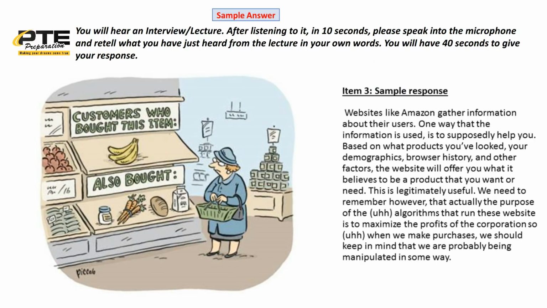Websites like Amazon gather information about their users. One way that information is used is to supposedly help you. Based on what products you've looked at, your demographics, browser history, and other factors, the website will offer you what it believes to be a product that you want or need.